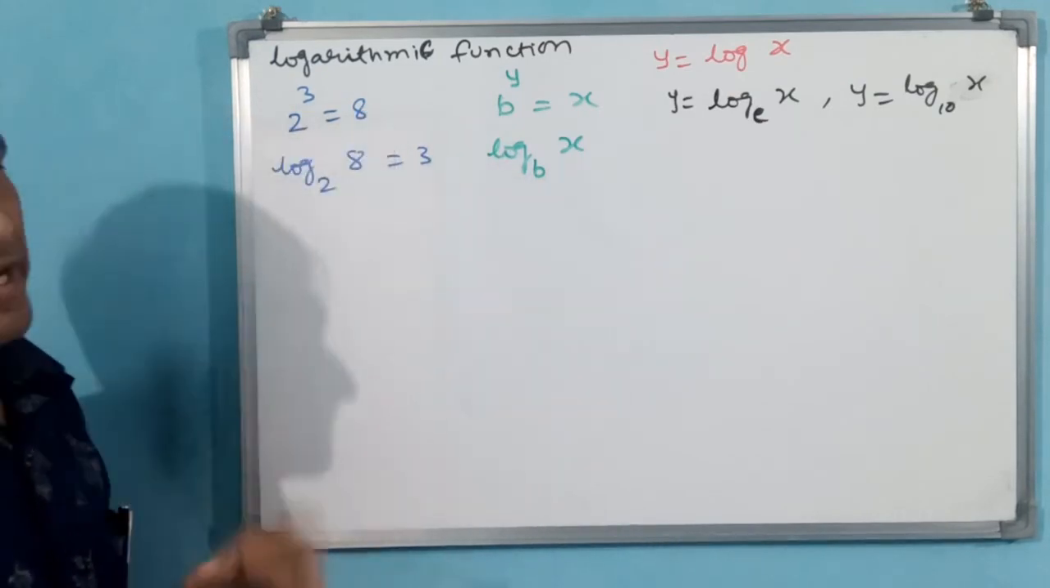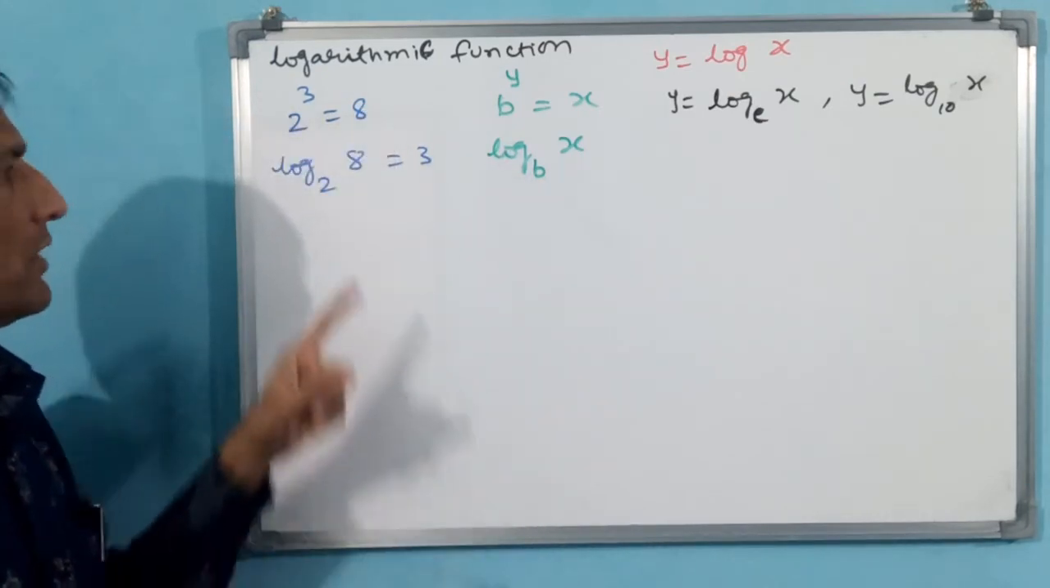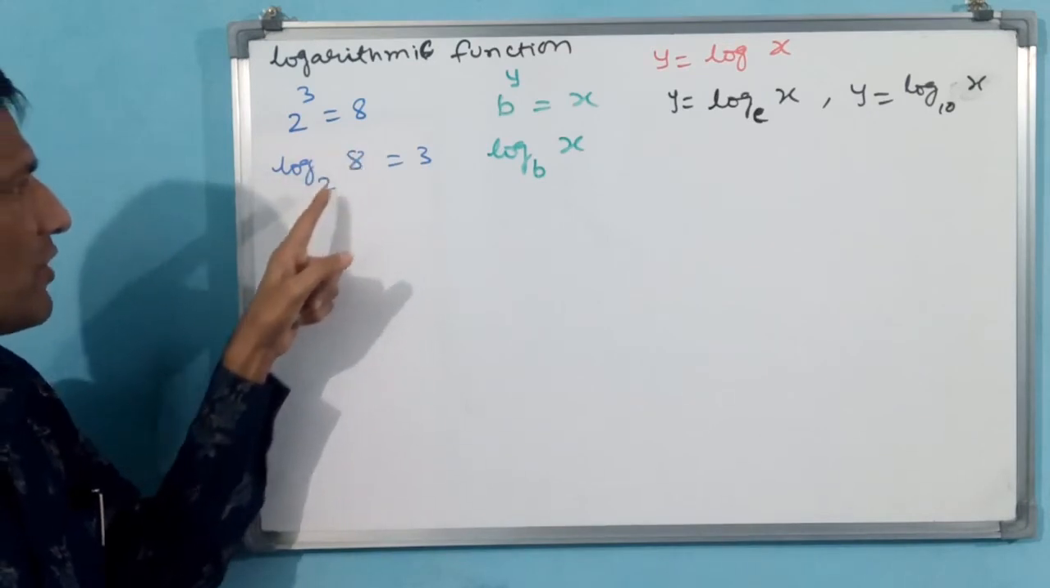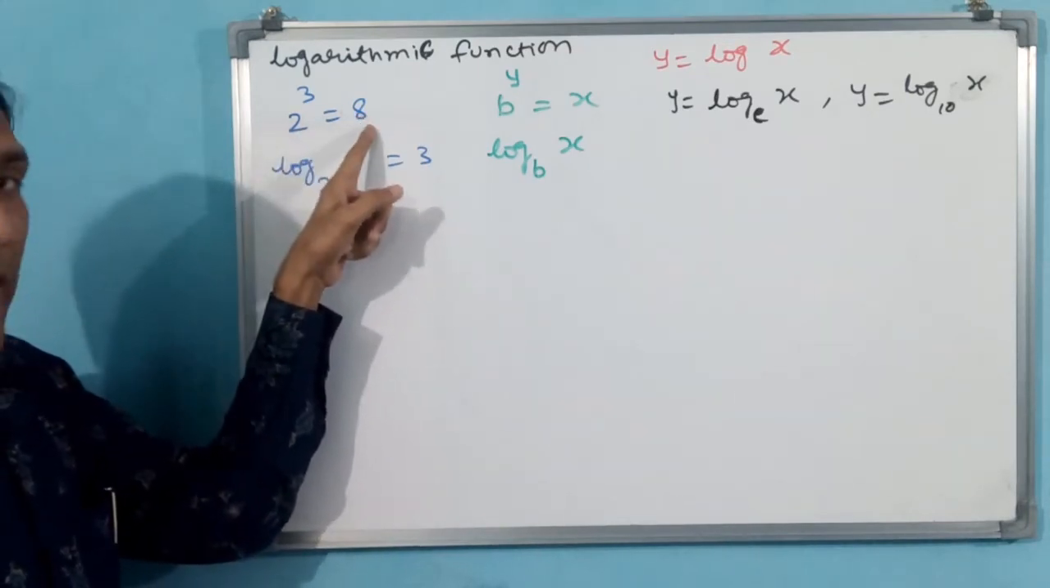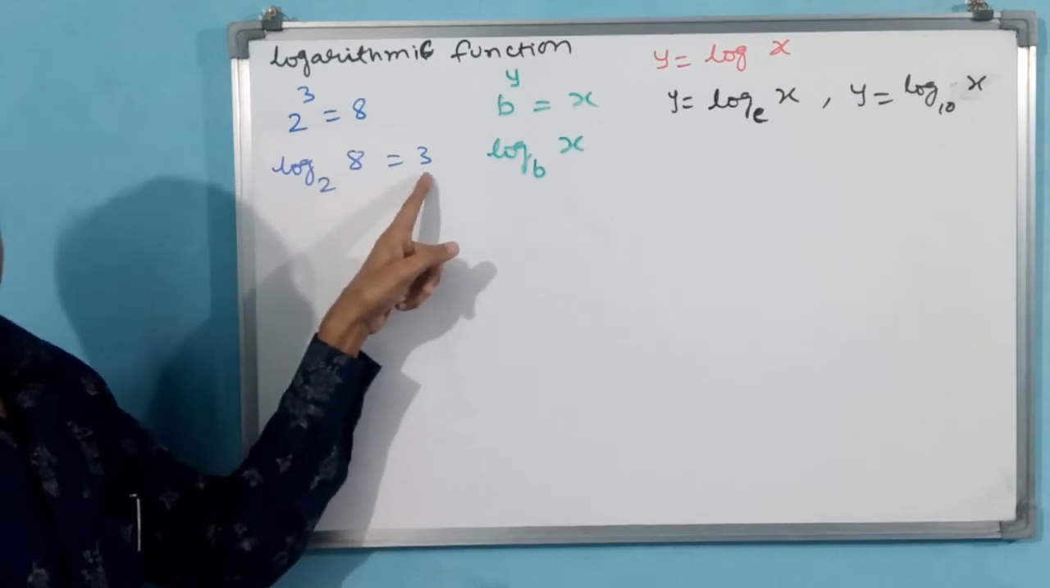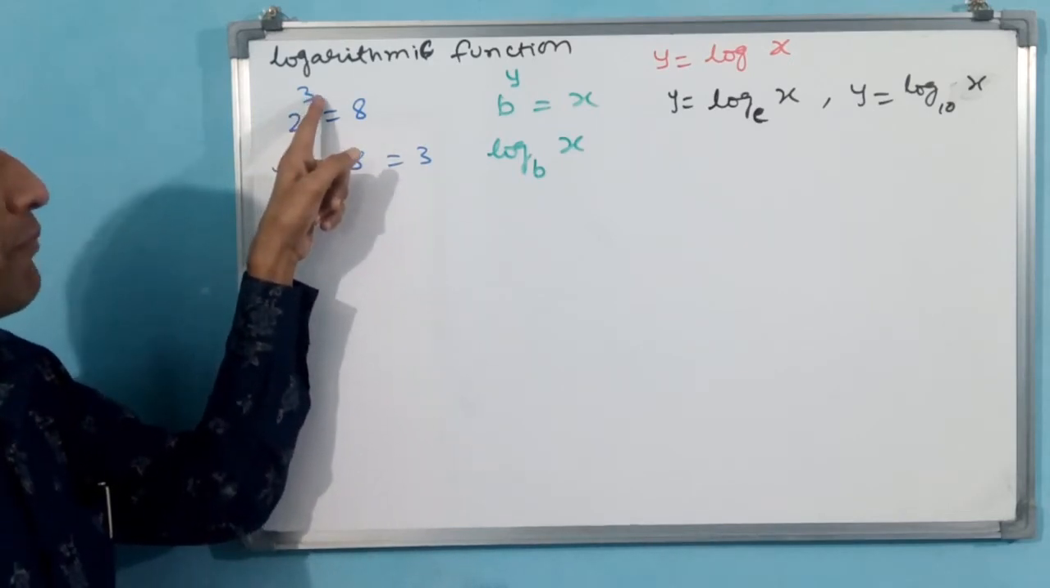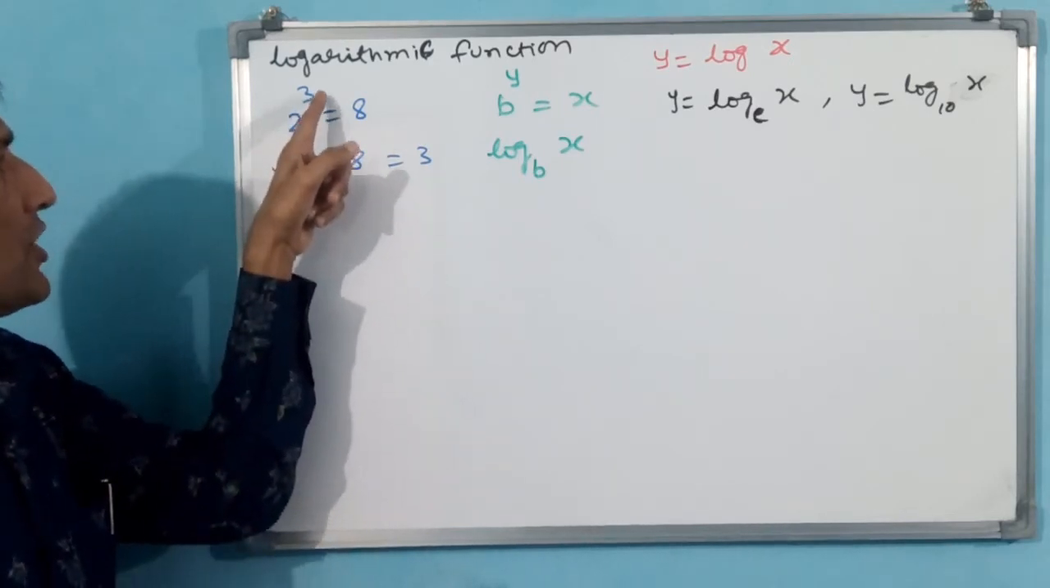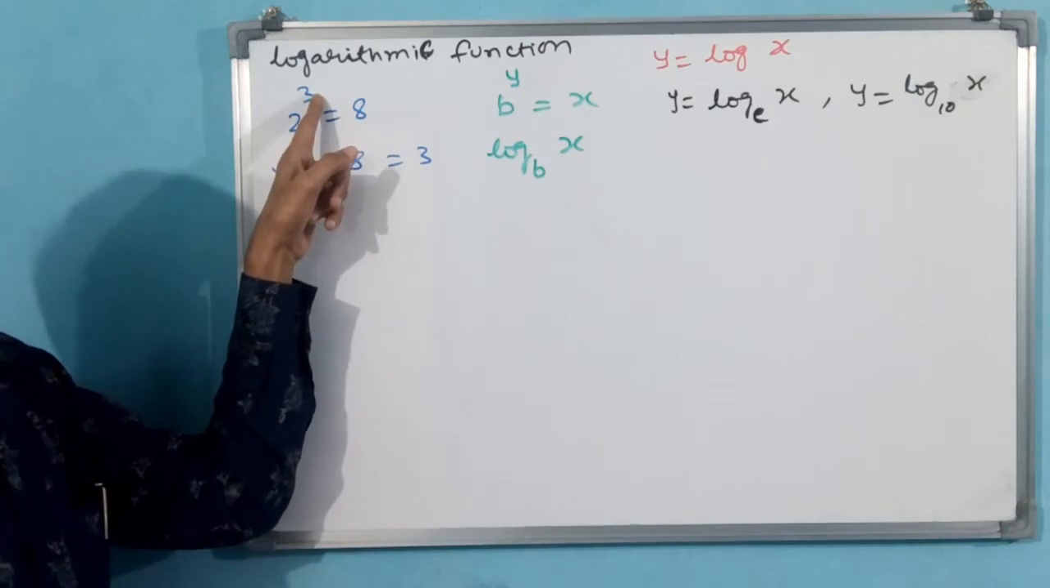2 cube is equal to 8. Is it correct? Correct only. Log 8 to the base 2. That means log of value to the base is equal to power. Here 2 is base, 3 is power, or index.